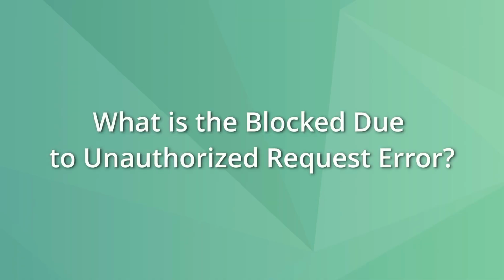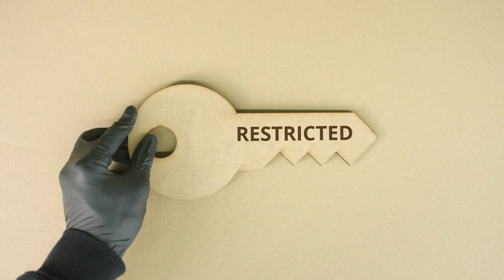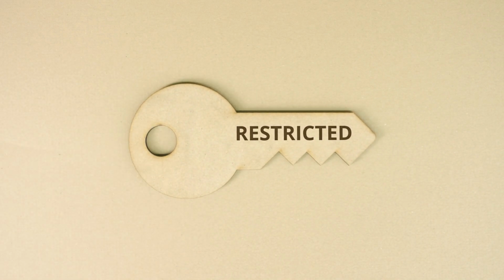In just a few minutes, you will learn how to handle the blocked due to unauthorized request error and hopefully get your pages ranking again. When Googlebot encounters a blocked due to unauthorized request error, this indicates that it attempted to crawl pages on a site but was denied access. This can happen when Googlebot tries to access content that requires authentication or special permissions.